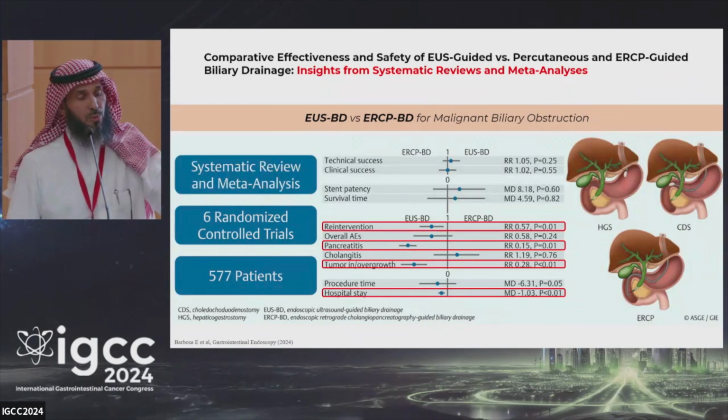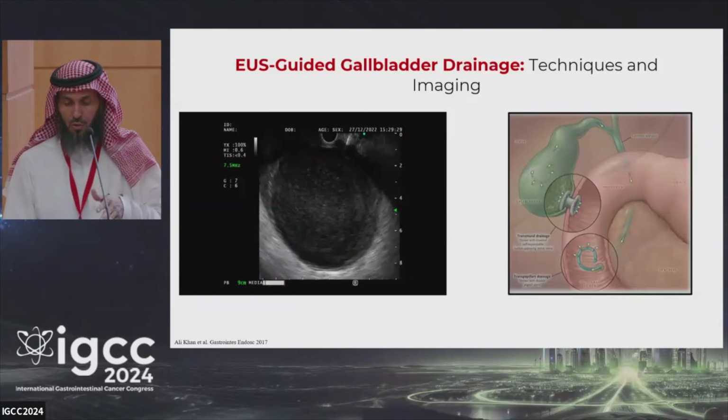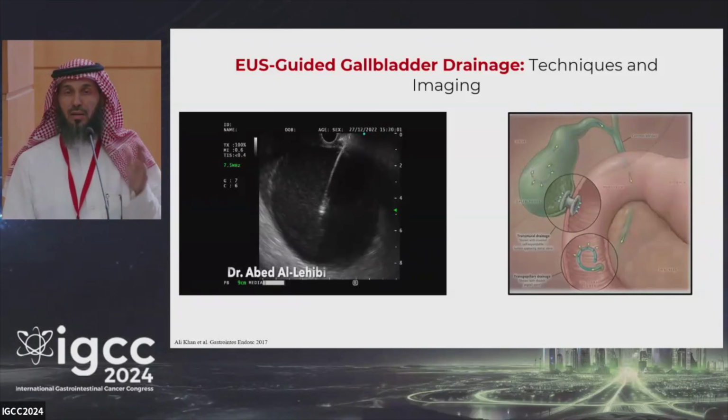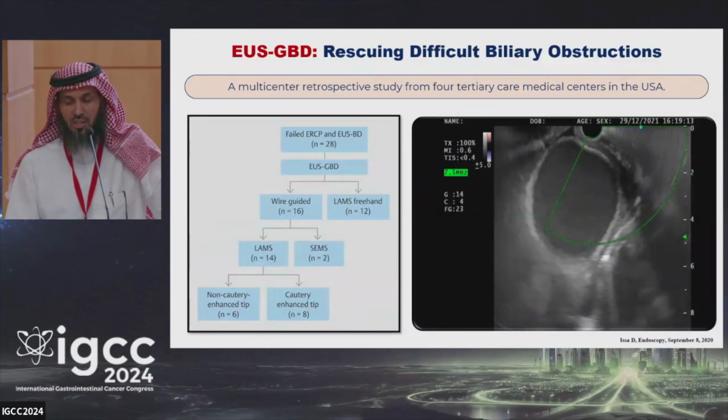If you fail all these procedures, the gallbladder is still considered a rescue therapy. I know gallbladder drainage can be done for benign disease, but believe it or not, it can also be done for draining malignant biliary strictures, mainly if you have a distal biliary stricture. So this is the evidence behind that.